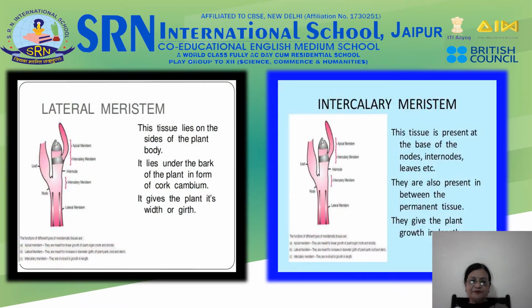The other two types of meristematic tissues are lateral meristem and intercalary meristem. Lateral meristem is the tissue which lies on the sides of the plant body, under the bark of the plant, and it forms a cork cambium. It gives the plant its width or girth. Intercalary meristems are the tissues present at the base of the nodes, internodes, and leaves. They are also present in between the permanent tissues, and they give the plant growth in length.